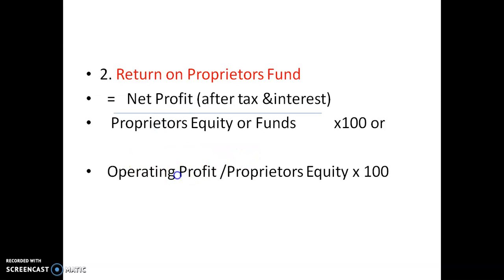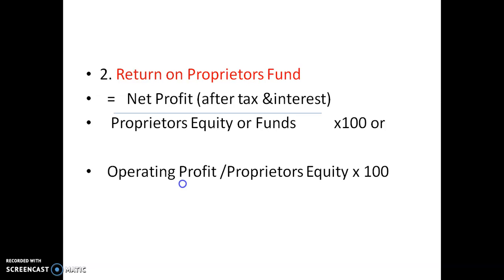ऑपरेटिंग प्रोप्रायटर्स इक्विटी नेट प्रॉफिट आफ्टर टॅक्स अँड इंटरेस्टच्या ऐवजी आपण हे पण वर्डिंग यूज करू शकतो, ऑपरेटिंग प्रॉफिट डिवायडेड बाय प्रोप्रायटर्स इक्विटी into 100. This is the substitute formula that we can use for calculation of return on proprietors fund.